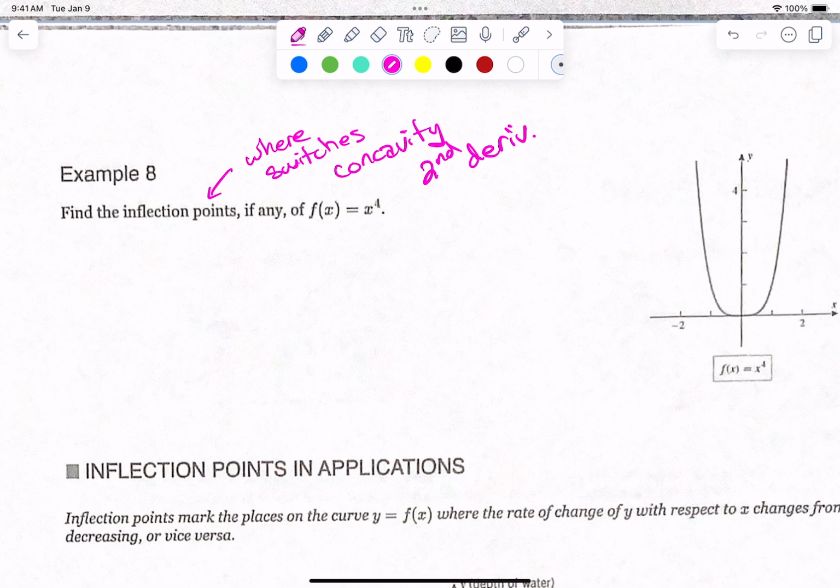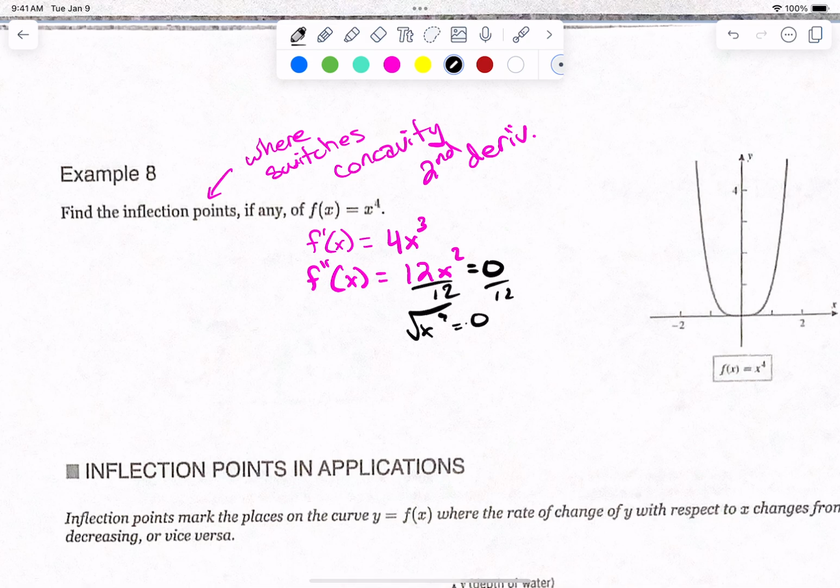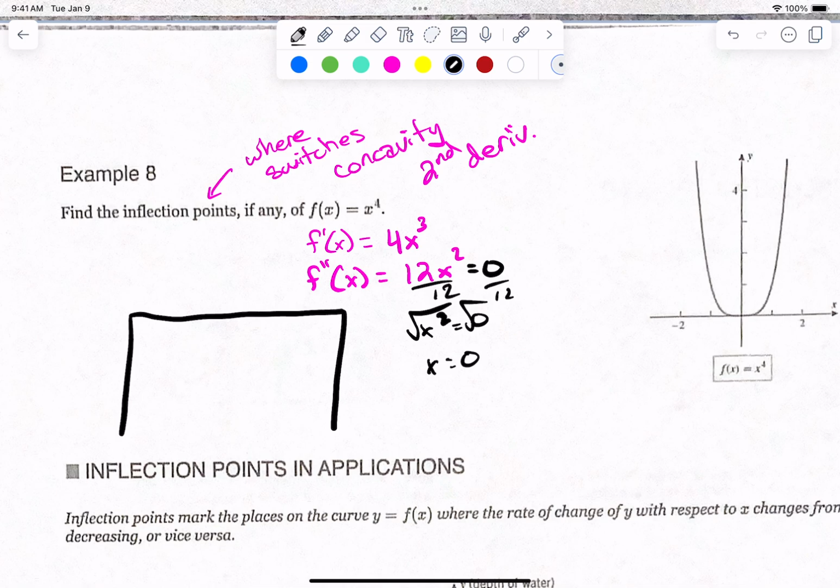Just the second derivative. So first derivative, f prime of x equals 4x cubed. That's my first derivative. The second derivative is 12x squared. Then what? Then we set it equal to 0. Divide by 12. x squared equals 0. Take the square root. x equals 0. Okay.